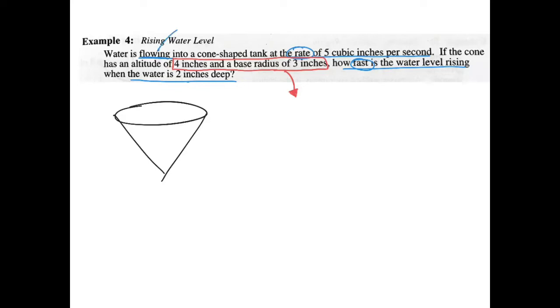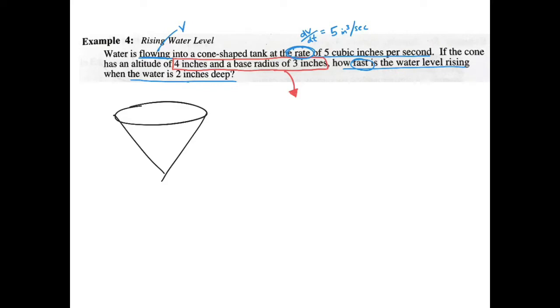So I know that this problem is going to be talking about water flowing into a tank, so we're going to be dealing with volume. And since it's flowing into the tank at a rate, I like to circle the word rate, of 5 cubic inches per second. I know that rate means derivative, right? So I know that the derivative of that volume with respect to time is going to be equal to 5 cubic inches per second.